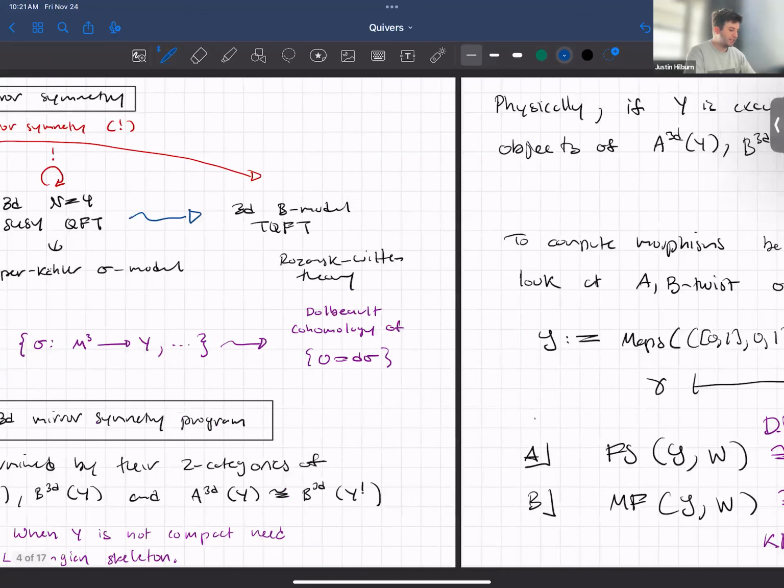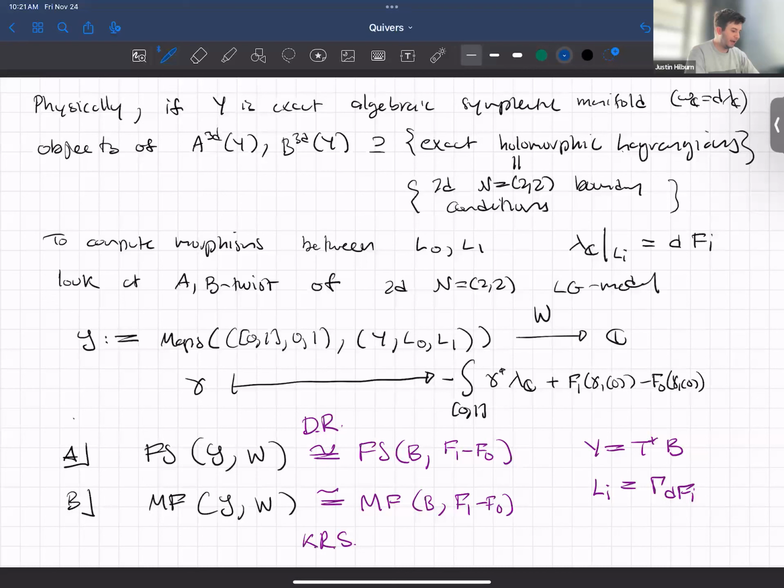All right, so let me say physically, what do we actually know about computing these 2 categories? Let me assume that once you've chosen A and B twists of the same theory, and you've chosen a splitting of R3 into R times R2, that chooses for you a 2D (2,2) subalgebra.